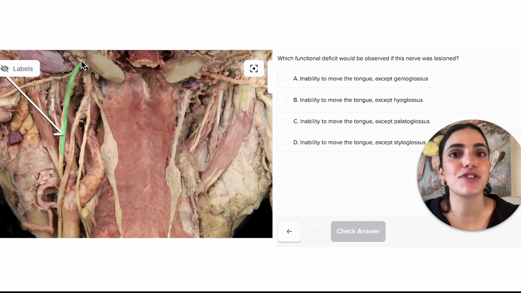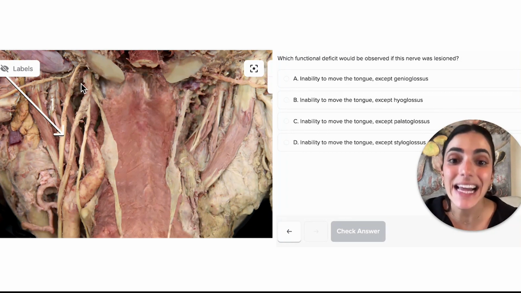And the hypoglossal nerve, we know, is the nerve that provides motor innervation to most of the extrinsic and intrinsic muscles of the tongue. So that being said, if we had a lesion along the hypoglossal nerve, it is likely that we will have the inability to move the tongue.